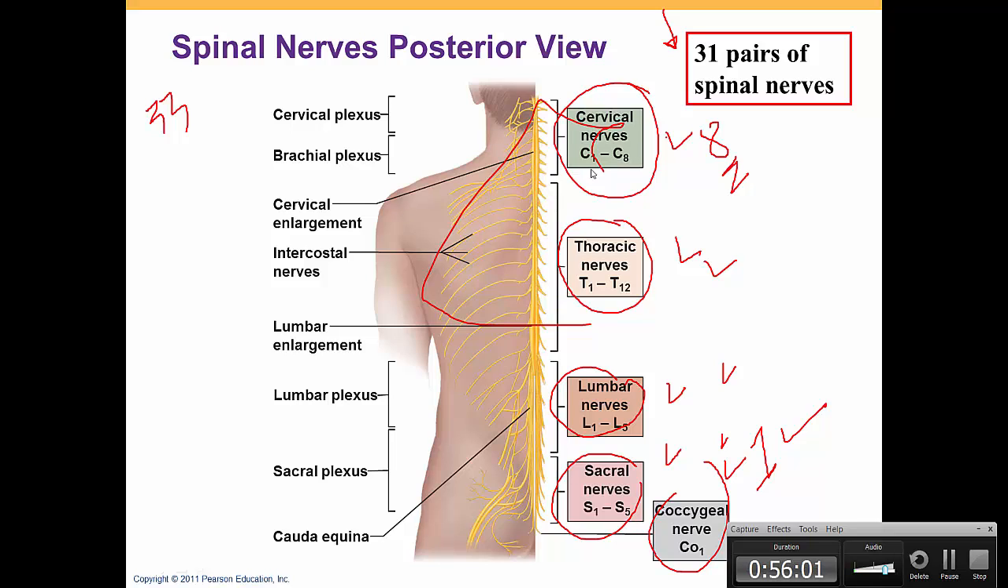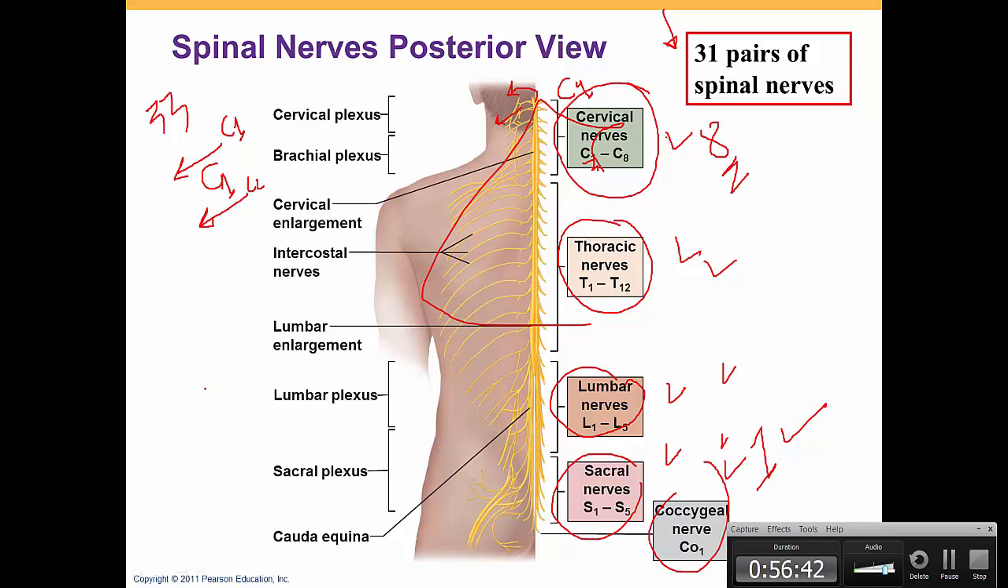The reason that we have an extra cervical spinal nerve is because we also have a spinal nerve that exits above C1. So there is a spinal nerve that leaves the spinal cord above C1, and that gives us an extra spinal nerve in the cervical region. All other nerves exit below the corresponding vertebra. So if we have the C1 vertebra, we have a C1 spinal nerve that leaves above it, and then we have a C2 that leaves below C1.